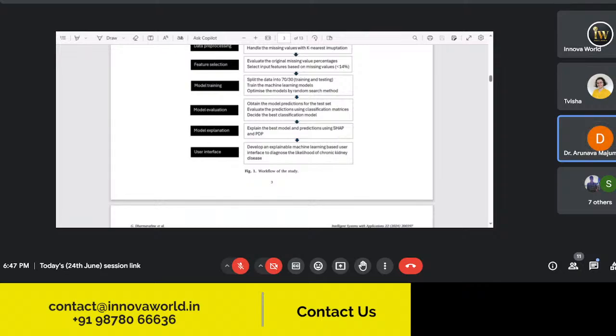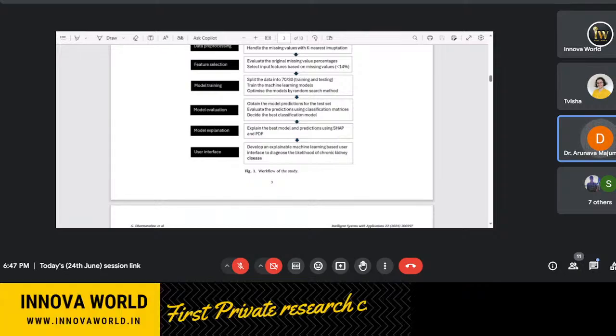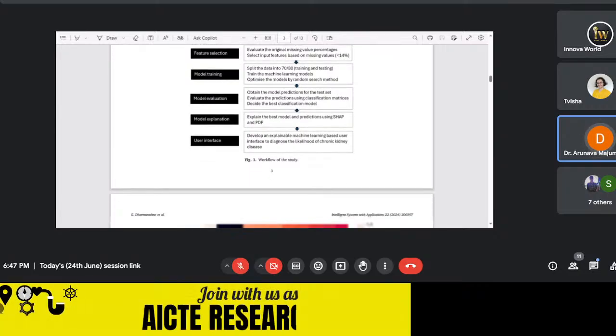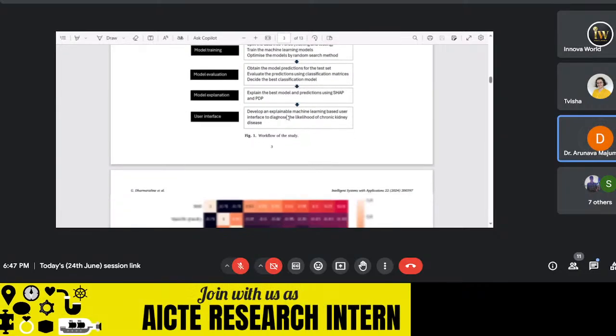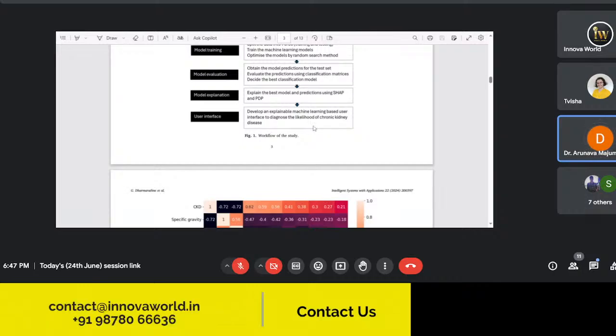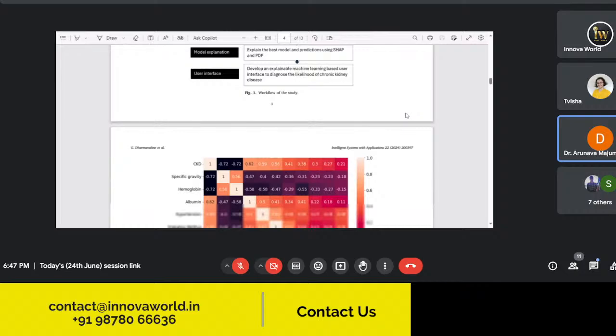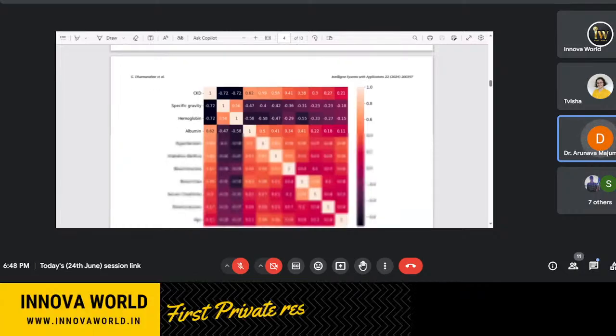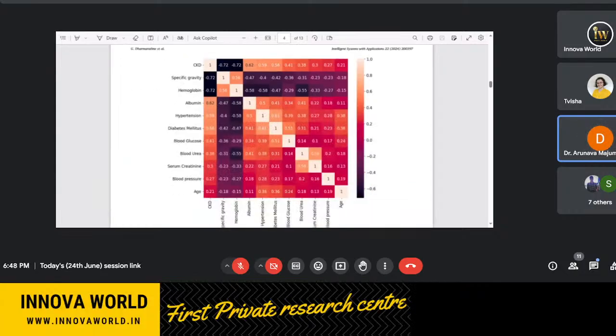ANN, sorry, not ANN, KNN, or whatever the ML techniques used in this paper, such as XGBoost, support vector machine, whichever are best, are used there. And then develop an explainable machine learning based user interface to diagnose the likelihood of chronic kidney disease. Okay, so these are the things done by this paper.